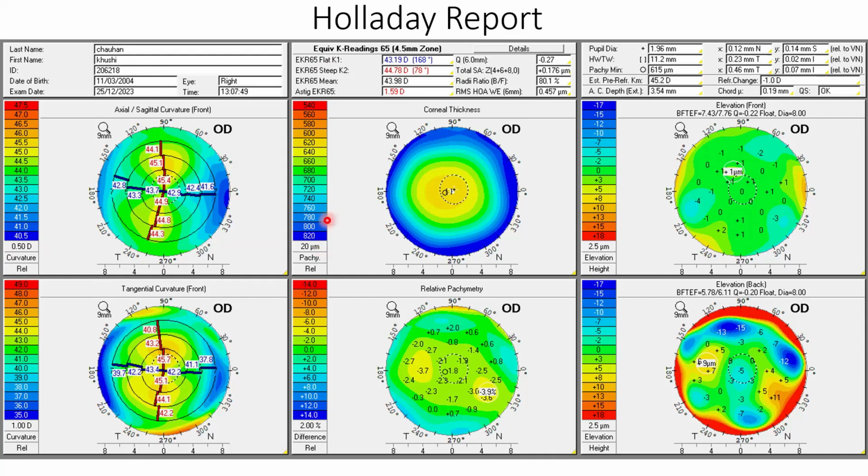Another thing to note in the front elevation and the back elevation maps is that it uses a best fit toric ellipsoid with fixed asphericity. The front Q value is fixed at minus 0.22 and the back Q value is fixed at minus 0.20.